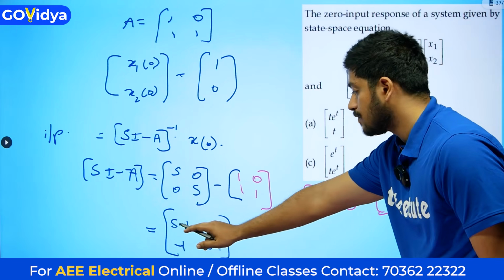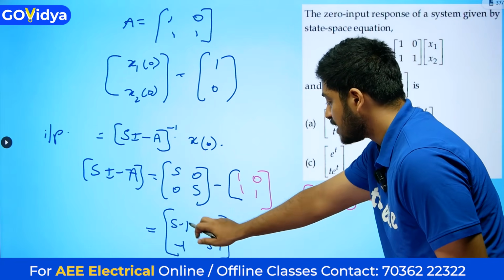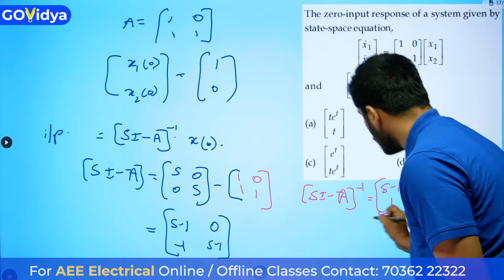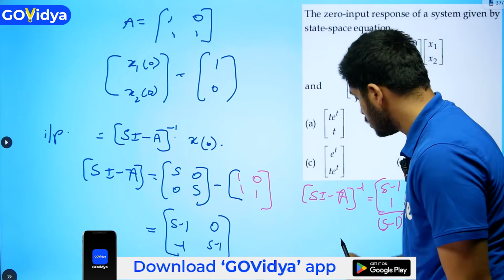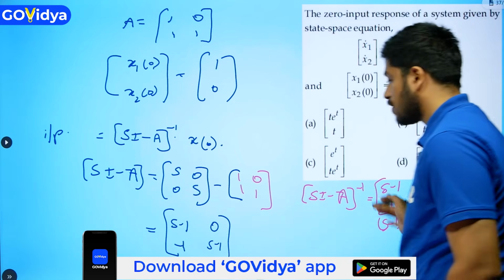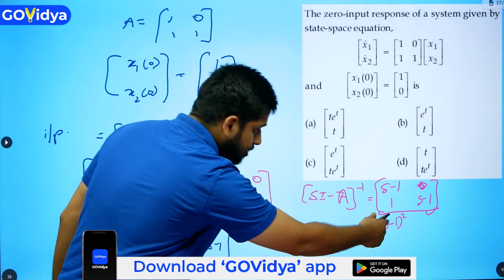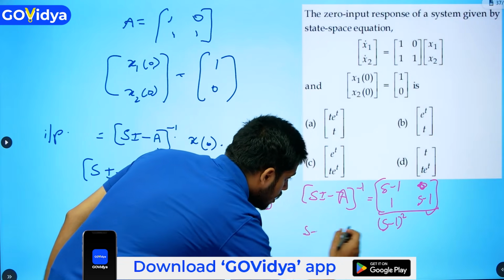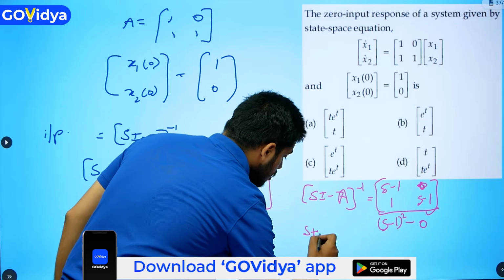So what is the determinant of this equation? It is s minus 1 into s minus 1, minus BC. So s minus 1 whole square, minus BC. B into C is 0, so obviously we are going to get this. Now let us multiply them inside, the denominator into inside. This is minus 0 only, so just put it like this.